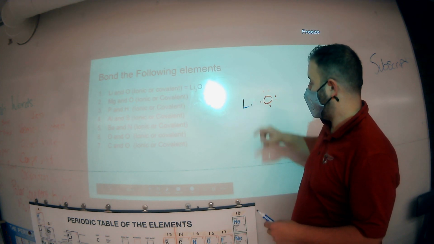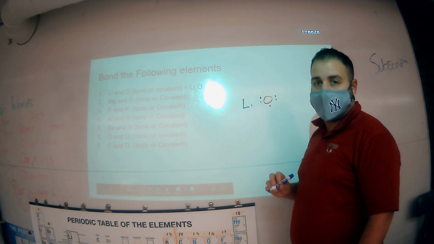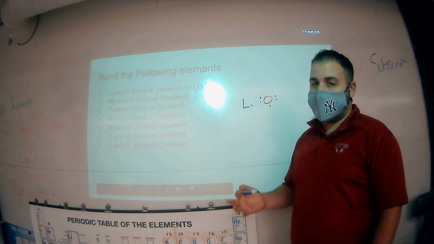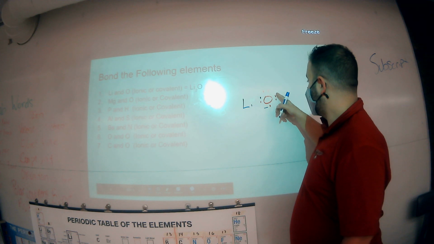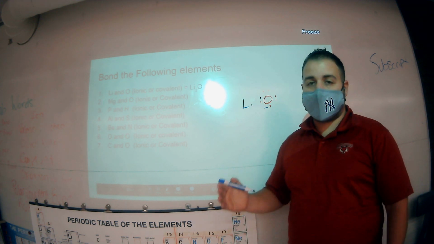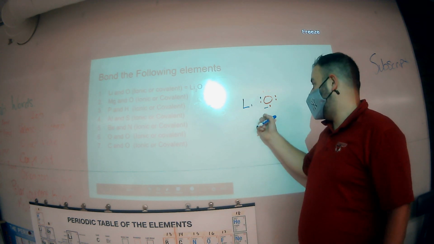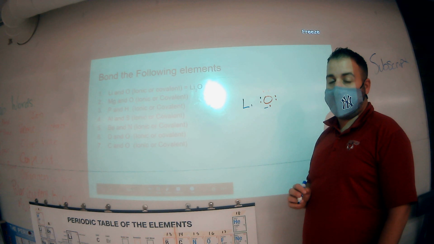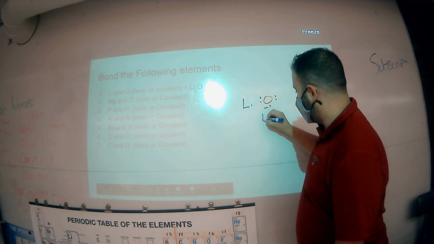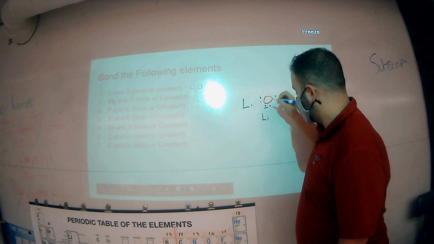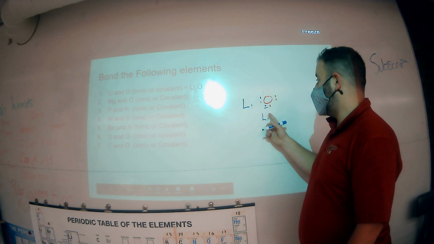So lithium will give oxygen its 1 valence electron. However, oxygen is not happy. It still has one spot remaining: 1, 2, 3, 4, 5, 6, 7. Remember the octet rule? It wants to get to 8. So how many more lithium do I need to fill oxygen's outermost shell? You would need 1 more. Lithium gives oxygen 1 more.